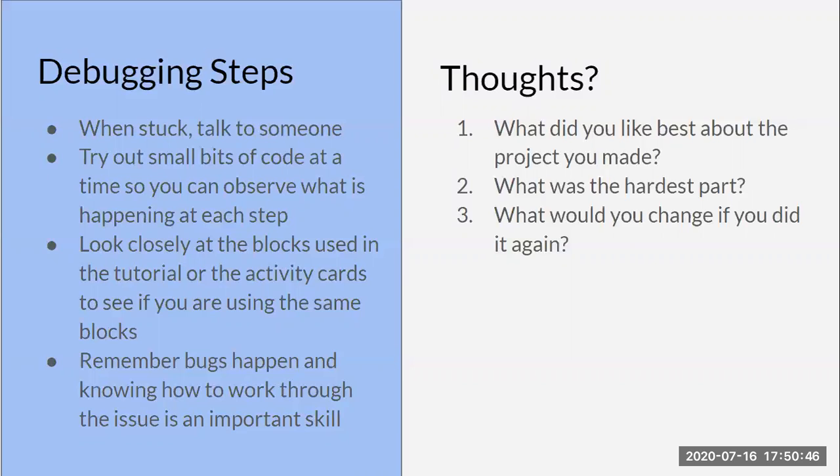If you're really stuck, talk to someone, see what they suggest. Try out small bits of code at a time so you can observe what is happening at each step. Look closely at the blocks used in the video I'm using, this video that I'm doing. Depending on where you're watching this, I may have some coding cards that give you some advice. You can see what they used and see why you think those are working, or maybe what you're trying to do with it. And just remember, bugs happen, and knowing how to work through them is an important skill to develop. And then some thoughts: what did you like best about the project you made? What was the hardest part? What would you change if you did it again?